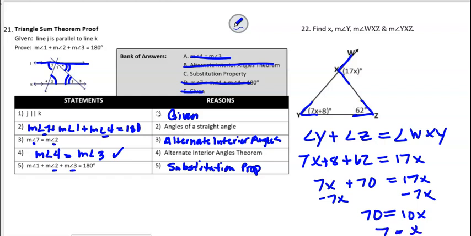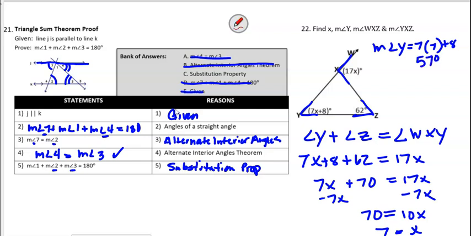Okay, but now we got to plug it back in, right? So we're going to plug it in up here. So the measure of angle Y is going to be equal to 7 times 7, that's 49, plus 8. I already did this math. That is 57. So this is 57 degrees, okay.